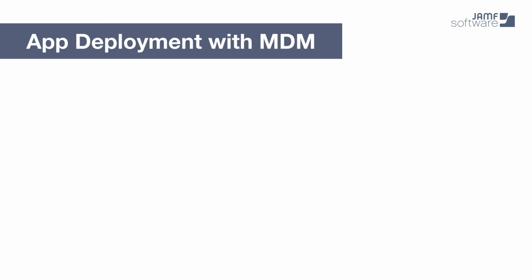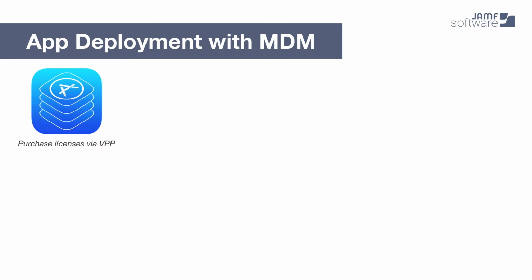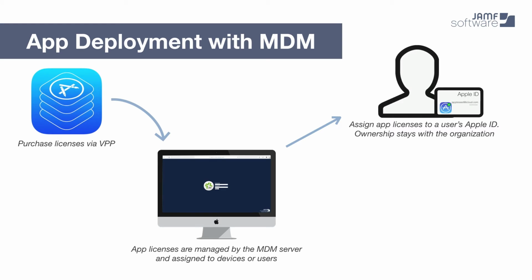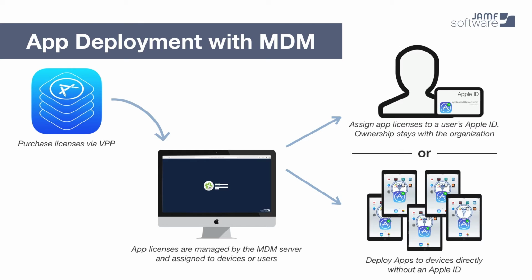Well, first off, I'm going to buy licenses via the VPP store. And those licenses are then transferred into the MDM server, in this case, of course, the Casper Suite. And then we're going to choose to assign these either to the user itself, to their Apple ID, or we're going to choose to assign them to devices directly. And so if these are shared devices, we're probably going to choose the method of deploying them directly to the devices. If these are, say, a doctor's personal iPhone, or a more individual one, then you might want to go down the route of the Apple ID.